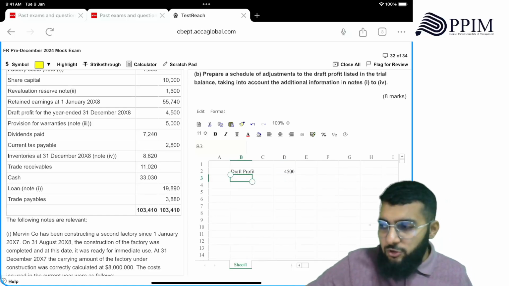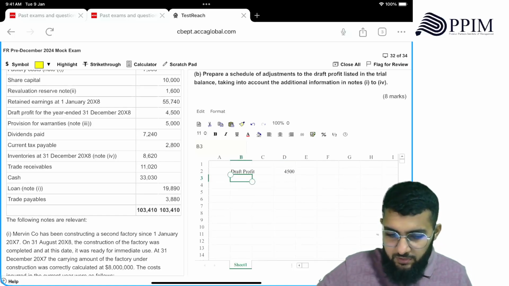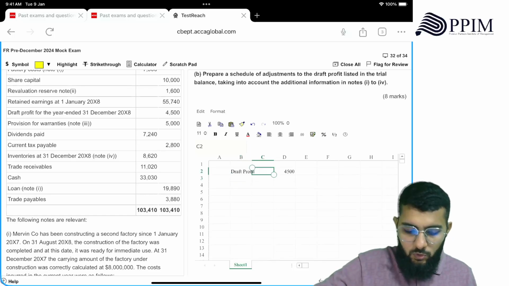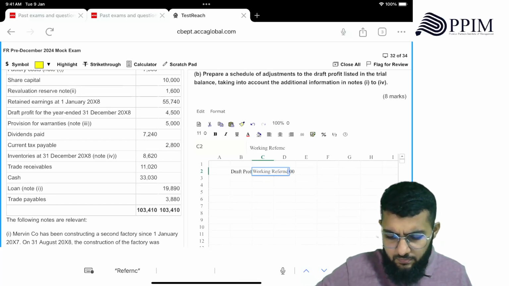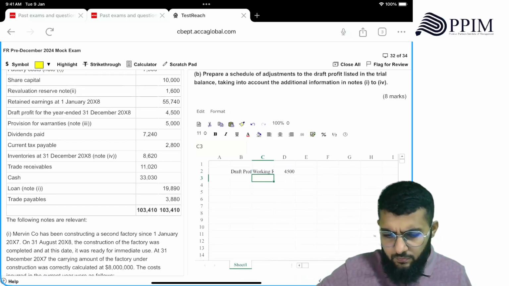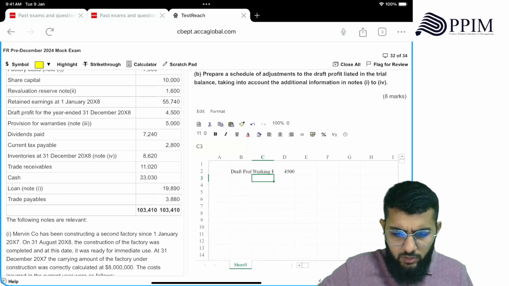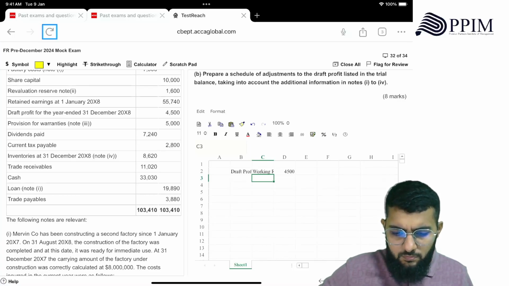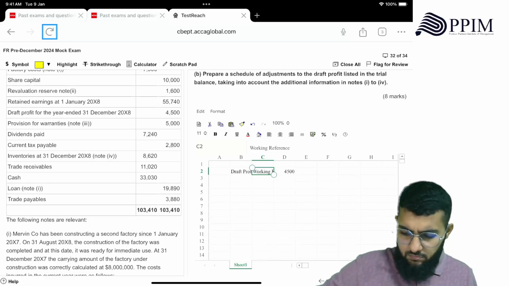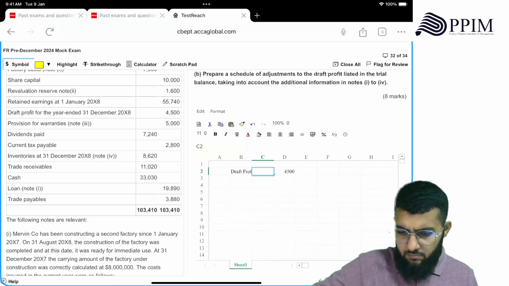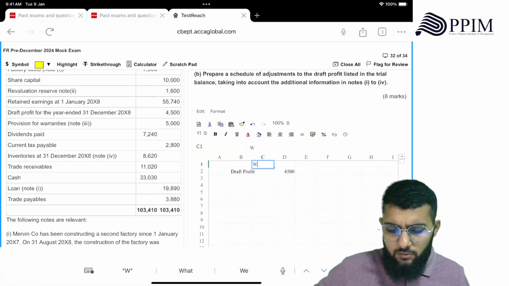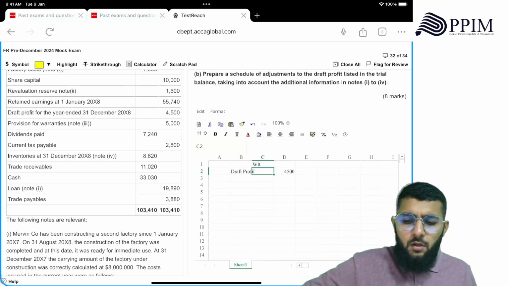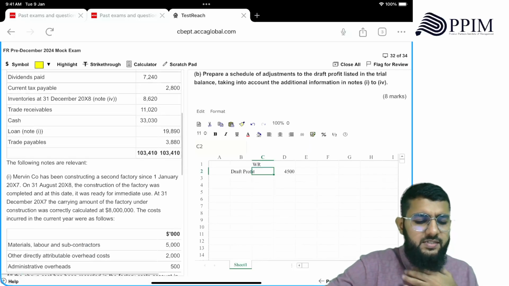Right. Then there are going to be workings based on the notes given, right? So working reference. Keep a space for working reference. I'm calling it working reference, WR. Okay. Right. Let's start reading the notes.